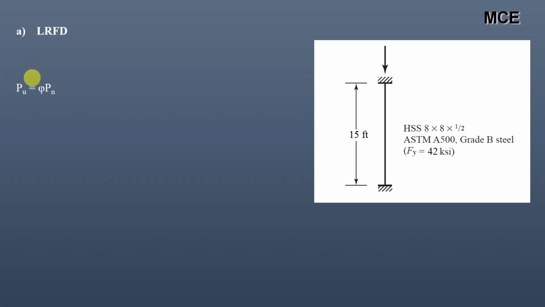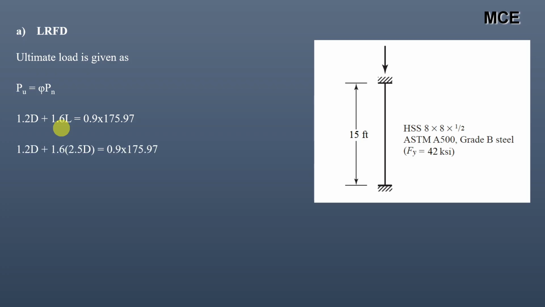Now using the LRFD, the ultimate load for this column will be equal to 1.2 times dead load plus 1.6 times live load. It will be equal to 0.9 times the nominal strength, which is 175.97. And live load is 2.5 times the dead load, so it will be 1.2 D plus 1.6 times 2.5 into D is equal to 0.9 times 175.97. From this you will get the value of dead load equal to 30.46.